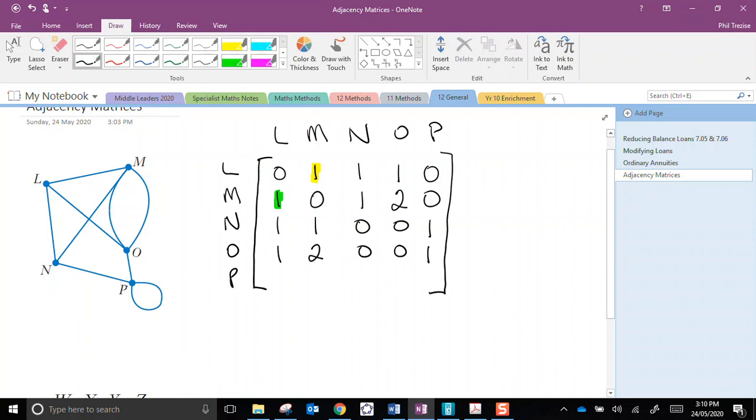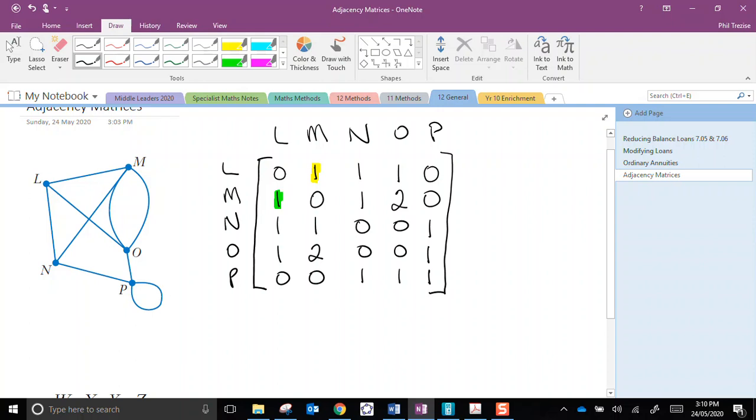Vertex P does not connect to L. It does not connect to M. It does connect by a single edge to N. It does connect by a single edge to O. And it does connect to itself. There is a single edge that begins and ends on vertex P. So vertex P has a loop.